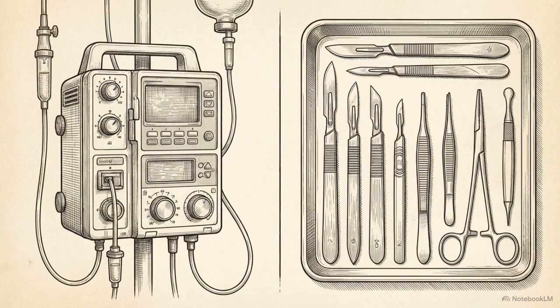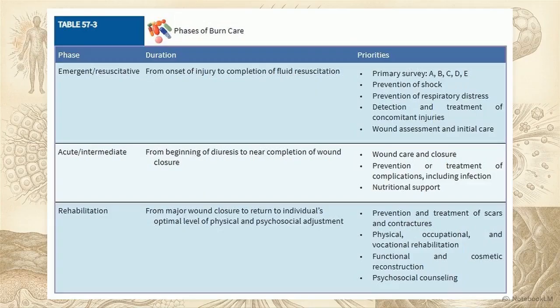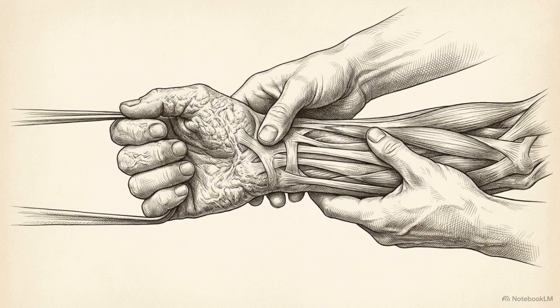Mastering the acute phase requires a precise balance. The medical team must sustain aggressive nutritional fueling while executing rapid surgical closure to outpace the ever-present lethal threat of sepsis. This table outlines the final stage of care, the rehabilitative phase, which formally begins once the major wounds achieve closure. With the patient's acute survival finally secured, the nursing priorities turn entirely toward long-term physical and psychosocial restoration.